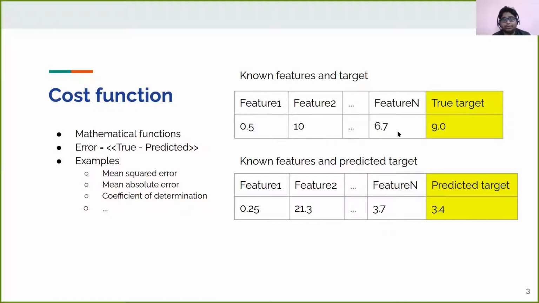One example of error could be, if we see here, a true target, which is 9, and the predicted target is 3.4. We can apply one of these error functions, for example, mean absolute error. Then we subtract 3.4 from 9, and we find what the error is.